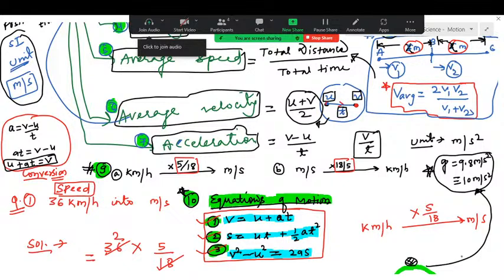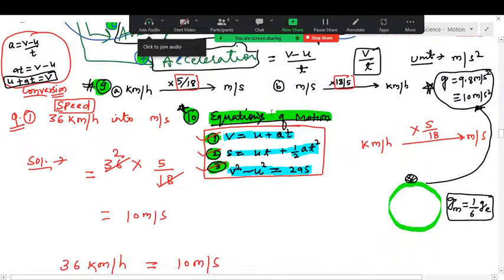If you are converting kilometer per hour to meter per second, you multiply by 5 over 18. And if you convert meter per second to kilometer per hour, you multiply by 18 over 5.